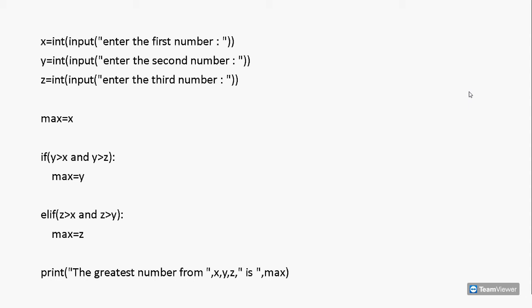Now we will discuss the three possible cases and what happens in each one of them. Consider the first one, in which the first variable x has the greatest value. In this case, none of the two conditions will become true, but our assumption will remain true. Therefore, the first variable, which was assigned to max at the start of the program, will remain in max until the end of the program.